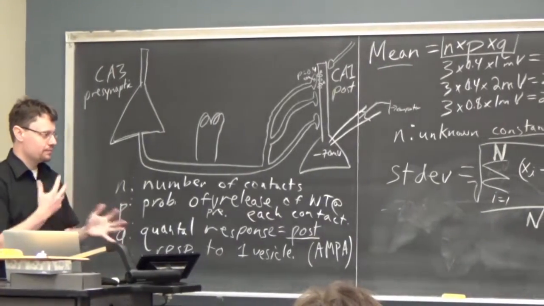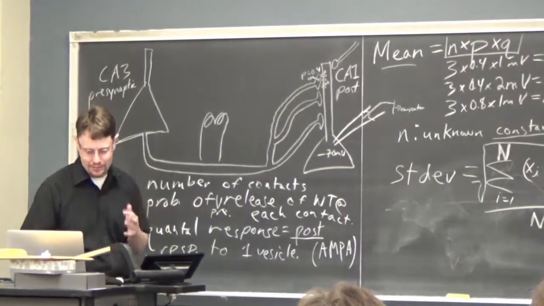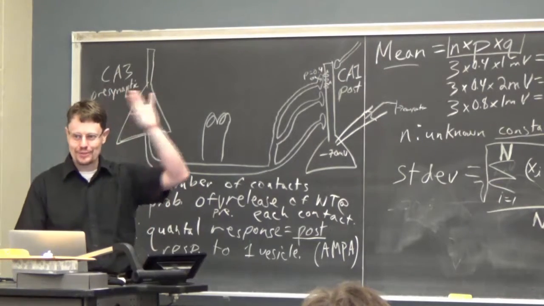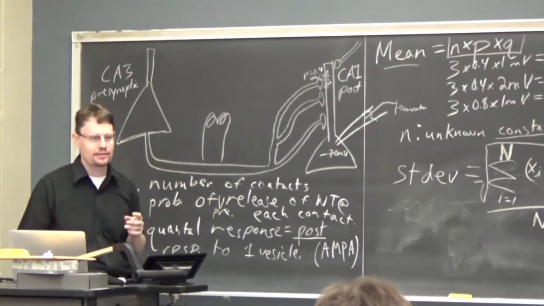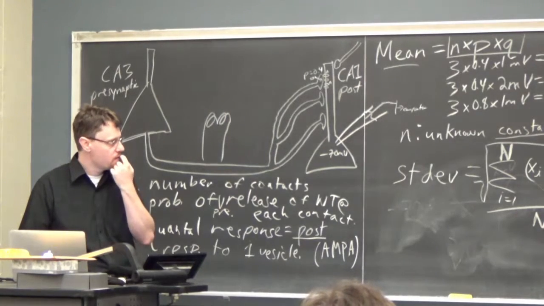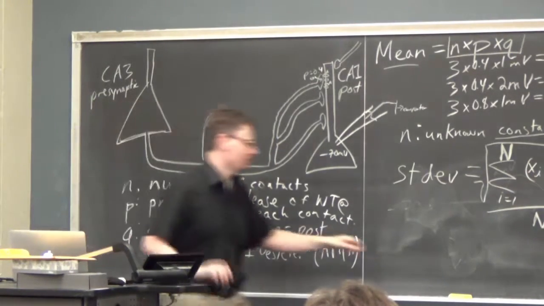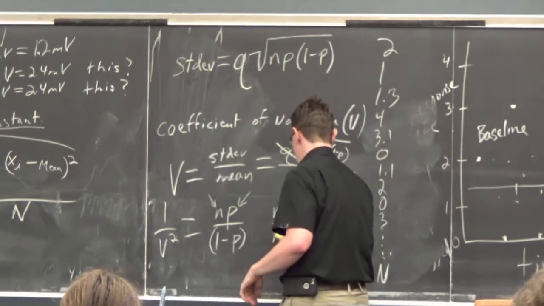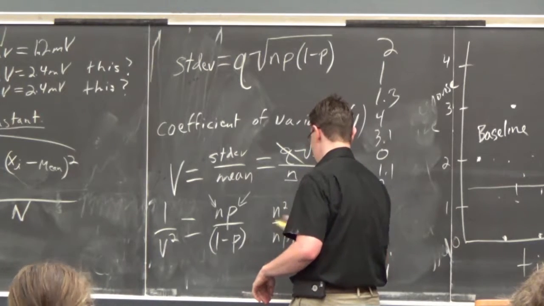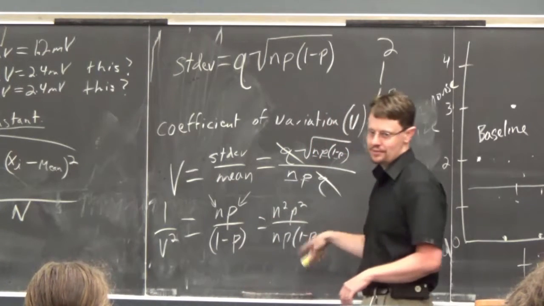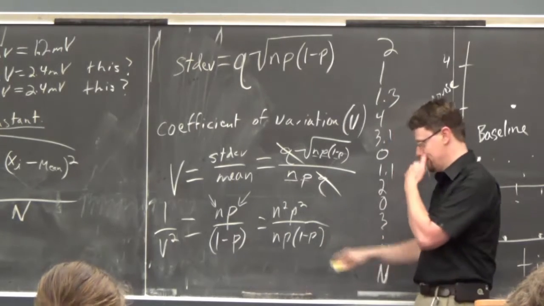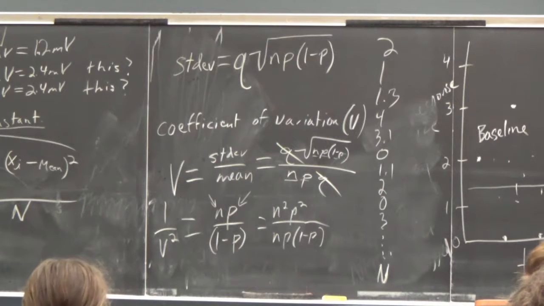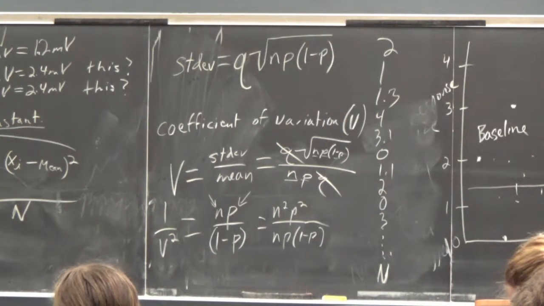Let me first of all throw a lot of math at you. What questions do you have about that before I start doing this? Yeah, sure. Shouldn't the n of n times p be squared? What it actually works out to be is n squared p squared divided by n times p times 1 minus p, and so I can cancel one of the n's. Other questions about that? Okay, we'll return to this, and you'll do this on the homework.